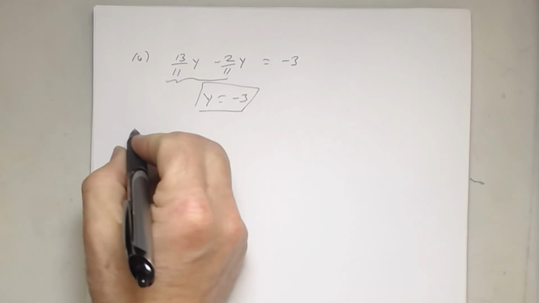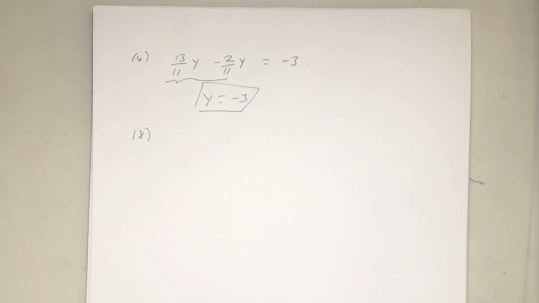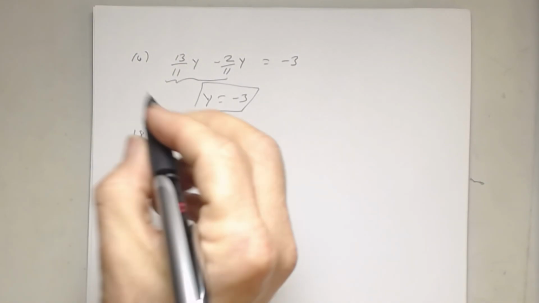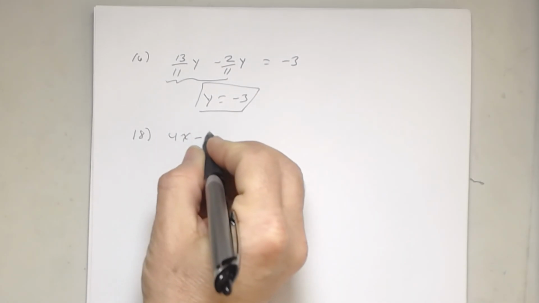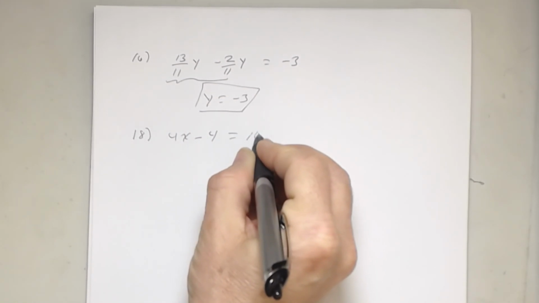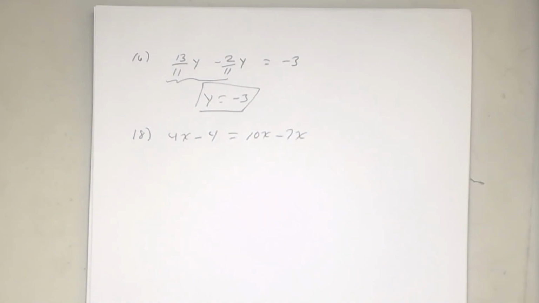18. Now, in the next section, or in section 3, you're going to be dealing with equations where you're going to have fractions that are different. But here, they're the same, so that's the easy kind. 18, you have 4x minus 4 equals 10x minus 7x. All right. If you look at those 4 steps I wrote, which one are you going to do first? Combine like terms. Yeah, because there are no parentheses.